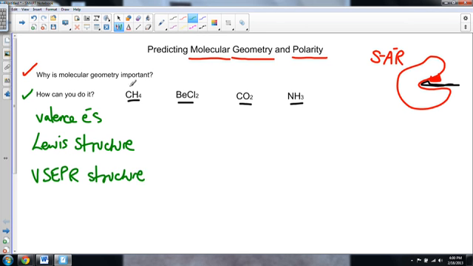Alright, so as an example, let's use methane. Natural gas, the stuff that heats your house, unless you have propane. Valence electrons. What we're asking ourselves is, how many valence electrons do we have in this molecule? Well, to do that, all you do is add up all the valence electrons for each atom. Carbon's in group 4, therefore 4 valence electrons. Hydrogen's in group 1, 1 each, and there's 4 of them. That gives us a total of 8 valence electrons.